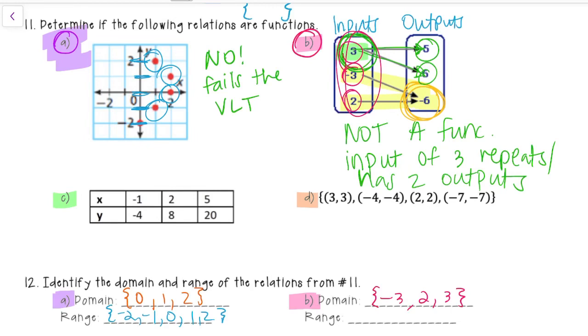Our range is all of our outputs. Even though they repeat, we don't care. We just say, well, all of the outputs were from least to greatest, -6, +5, and +6. Then you will find the domain and range for 11C and 11D in order to answer problems 12C and 12D.